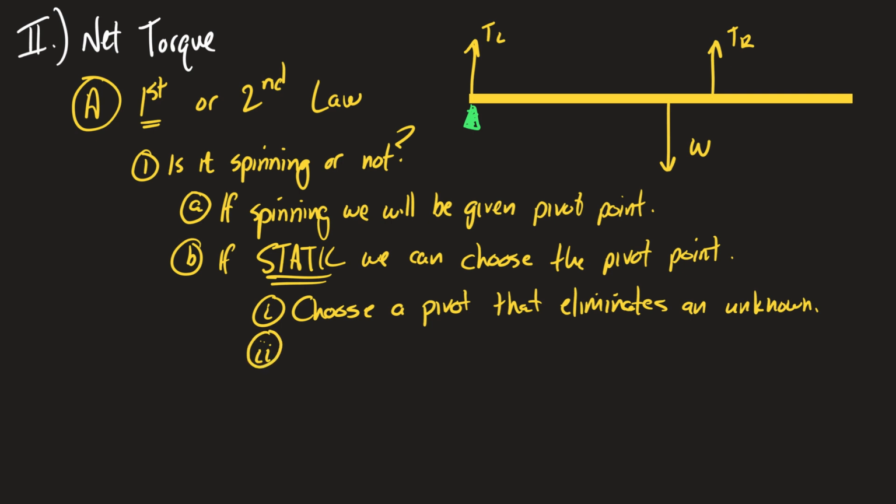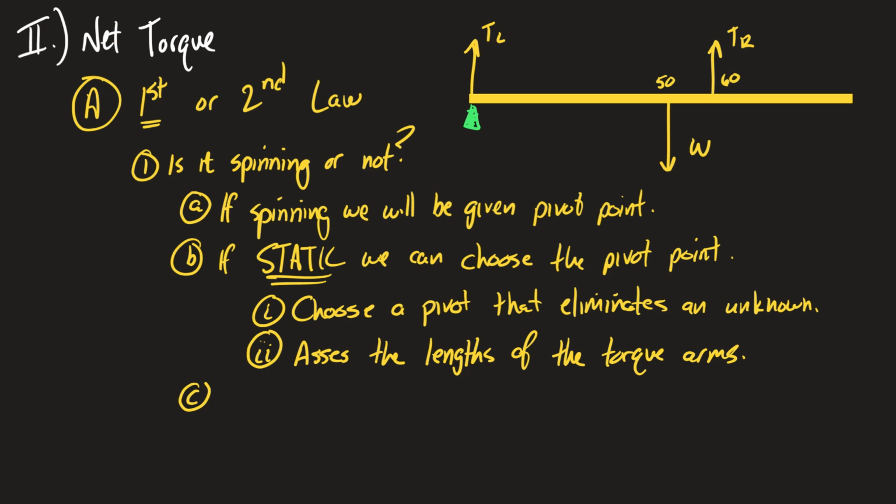Now, once you've chosen the pivot point, you need to assess the lengths of the torque arms. This one's going to be easy because we're setting our pivot point at 0. The lengths of our torque arms will be given, 50 and 60, because they were already written for us. It's on a meter stick.